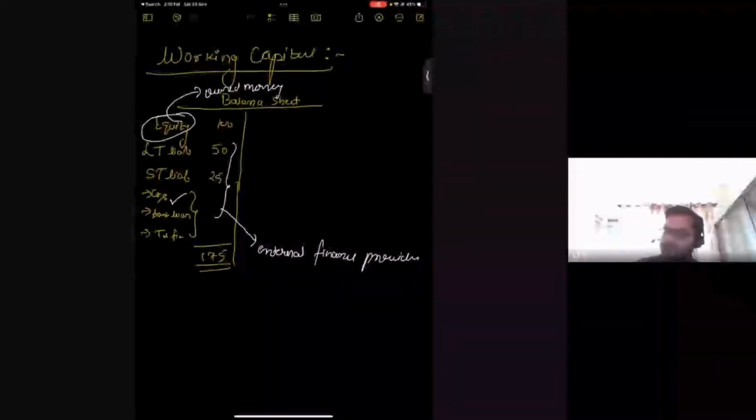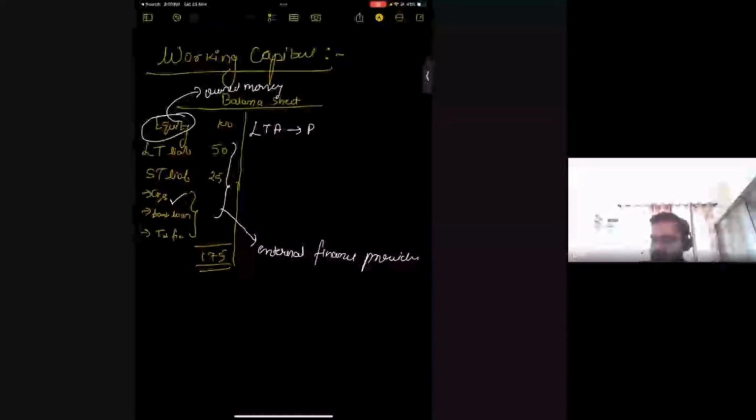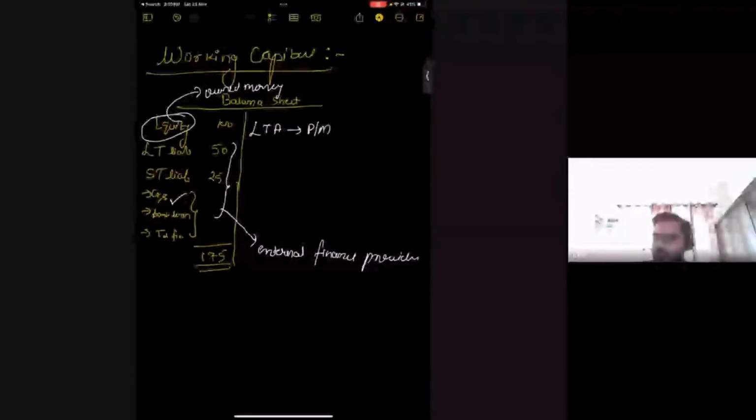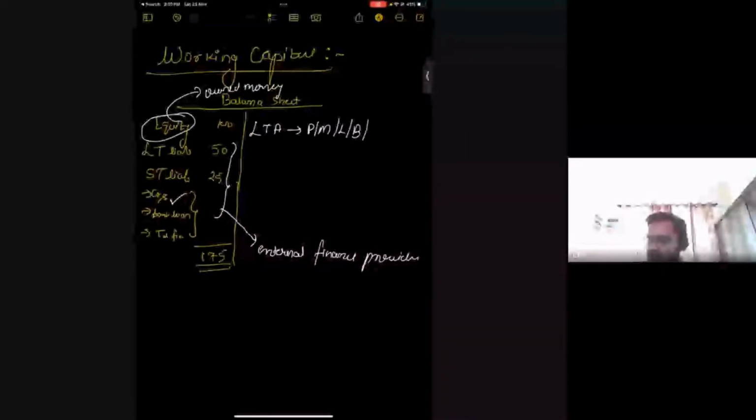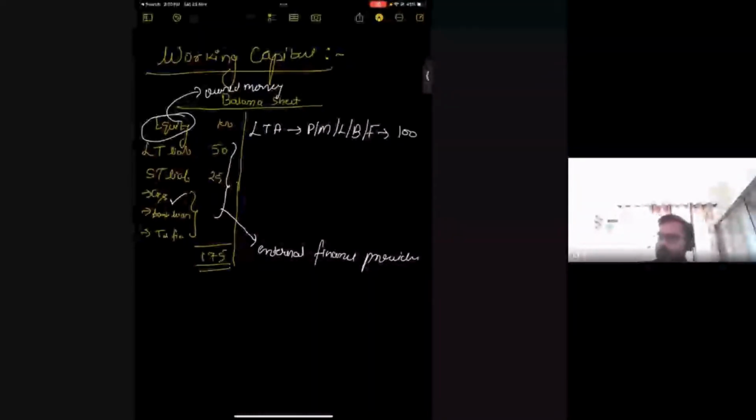How does it get utilized? Number one, I'll have long-term assets, which include plant, machinery, land, building, furniture, fixtures, a lot of fixed assets, which will probably combine to, I don't know, maybe 100. Simultaneously, you're going to have certain short-term assets.